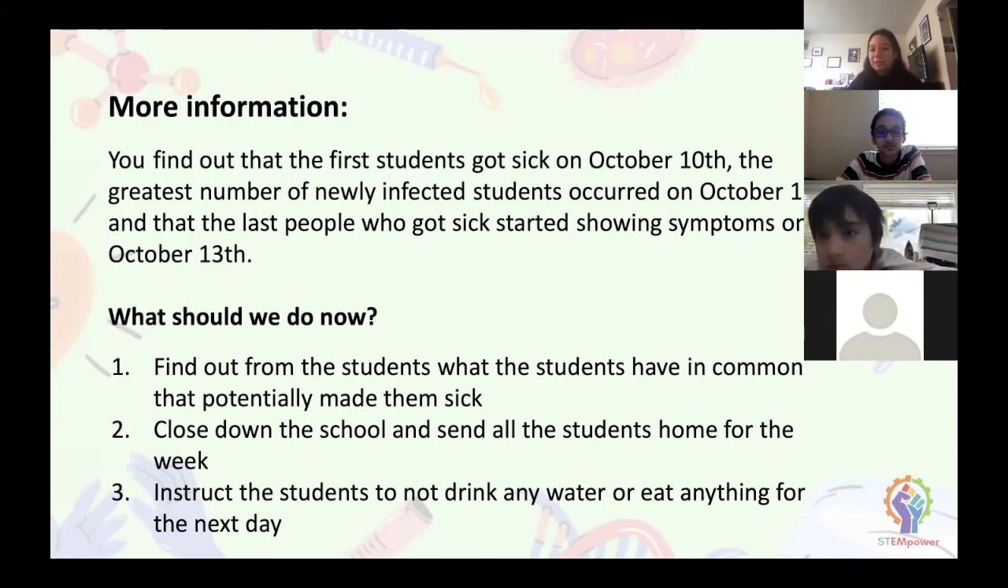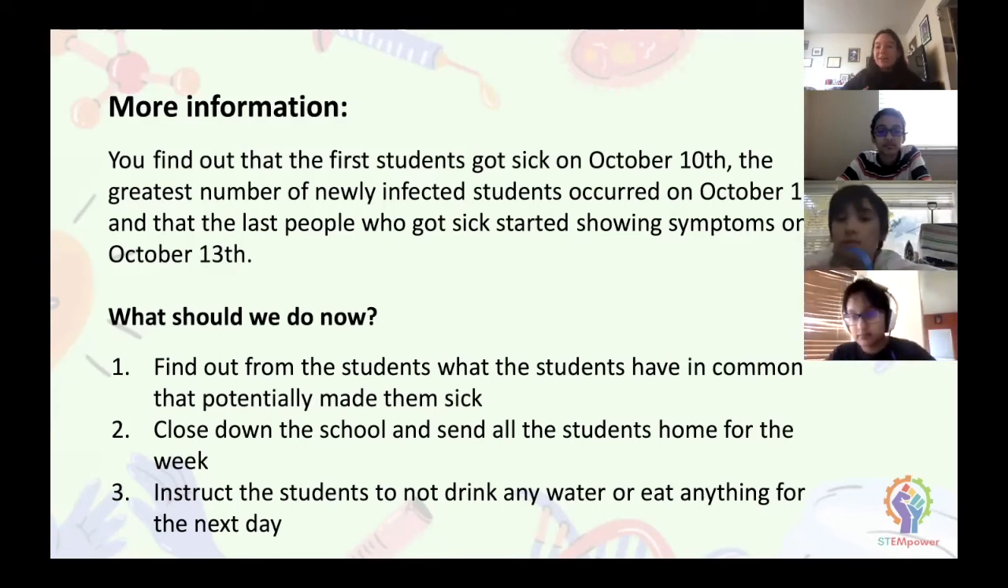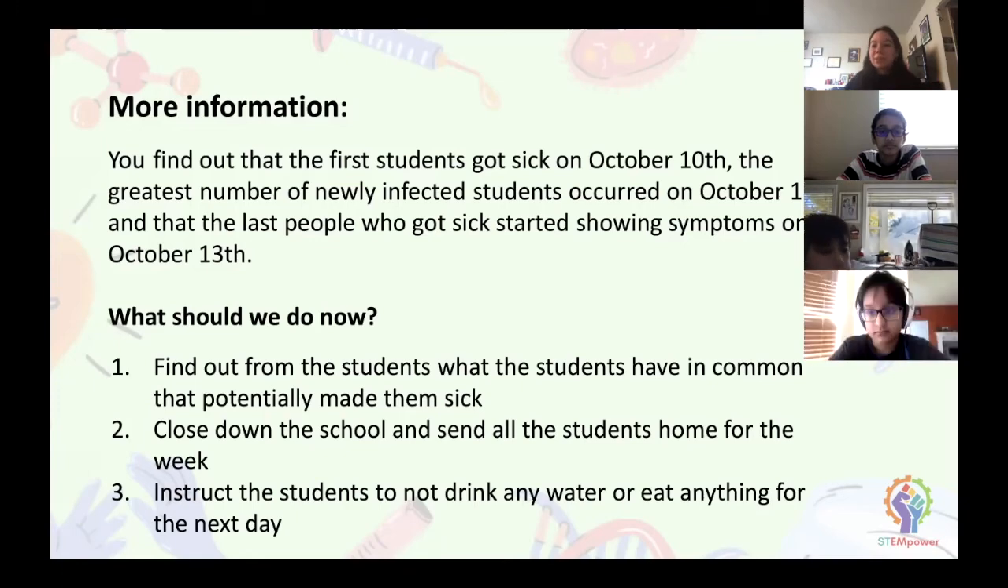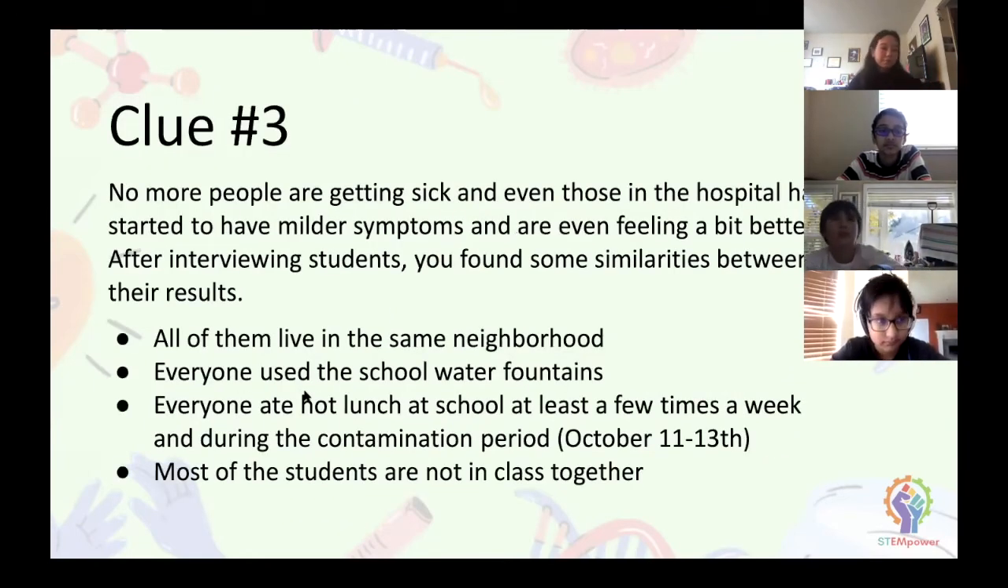They didn't all get the exact same disease from 15 different sources, or how many kids was it? 80 different sources. There's probably something they all have in common. So let's look for those similarities. So clue number 3. No more people are getting sick, and even those in the hospital have started to have milder symptoms and are even feeling a bit better.